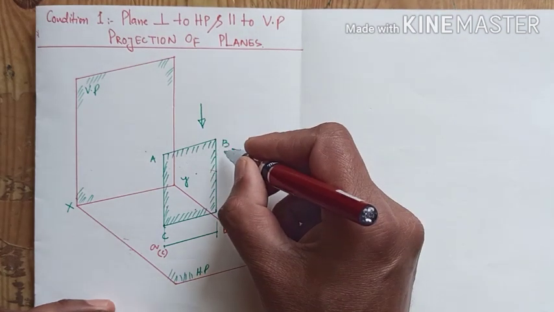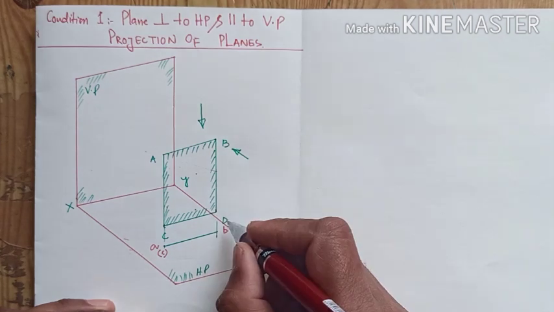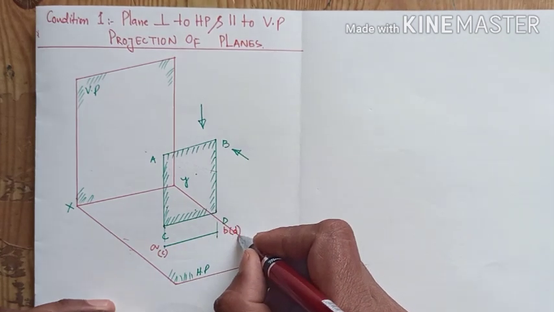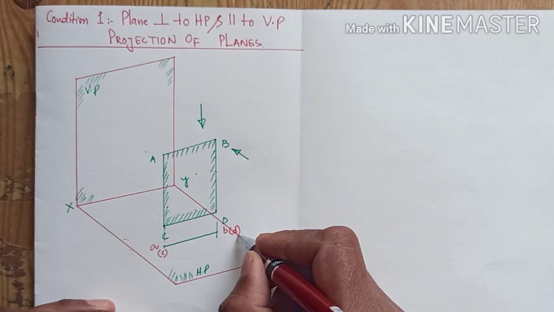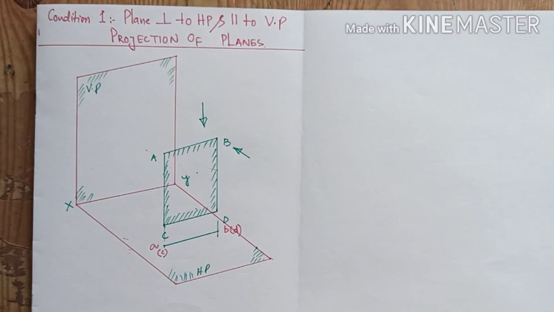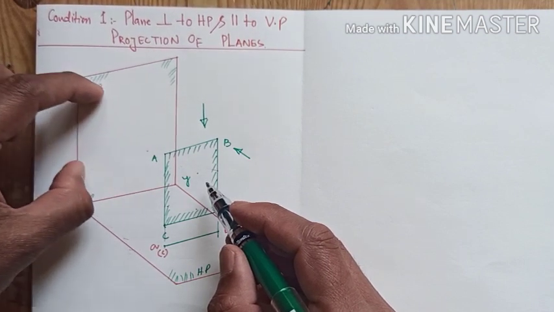The same is the case here. If we see it from the top, we can see only B. But we know behind B there is D, so D comes in brackets. The brackets indicate that D is behind. Similarly, if we look from the front, we can see the whole rectangle on the VP.